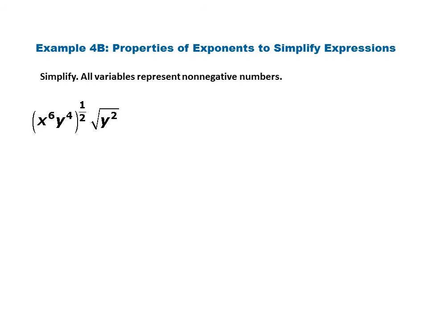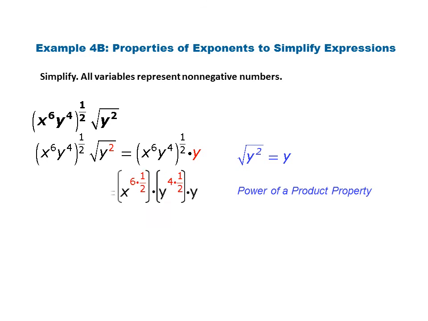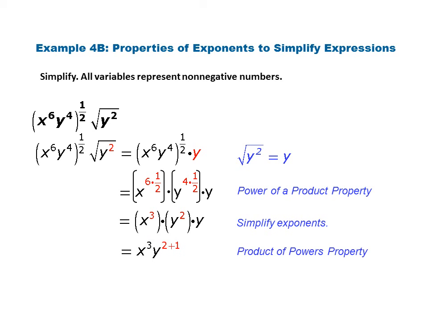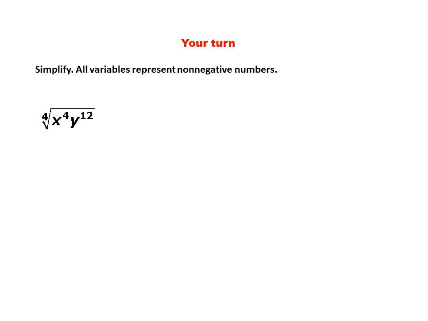Okay. Here's another example. Now remember, the square root of y squared is going to be y. Now, if I multiply everything by 1/2, it means half of 6, half of 4. And this is what I get. I'm trying to keep my video under 15 minutes, and here's my answer. Now, your turn. Pause the video, please.